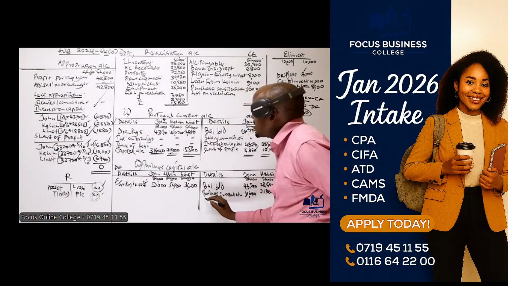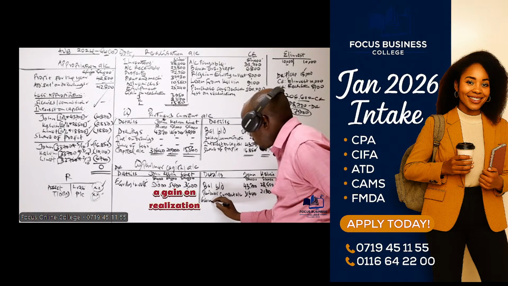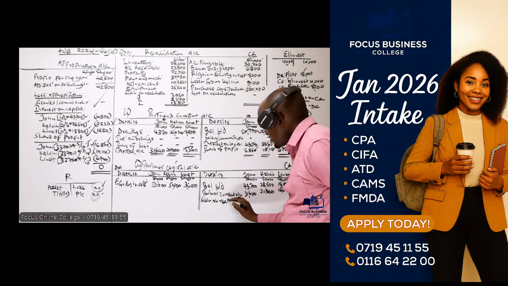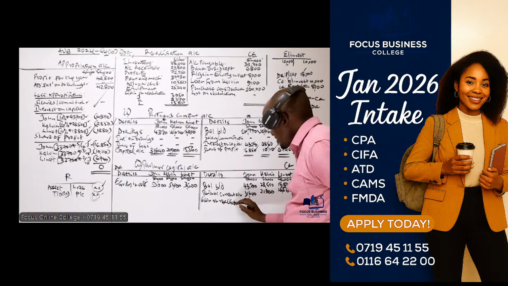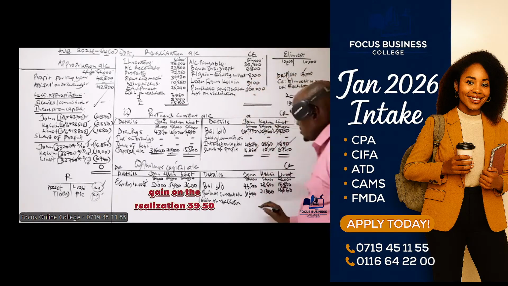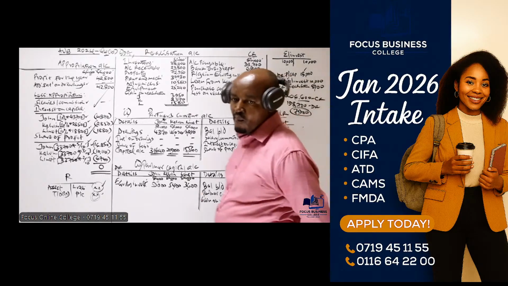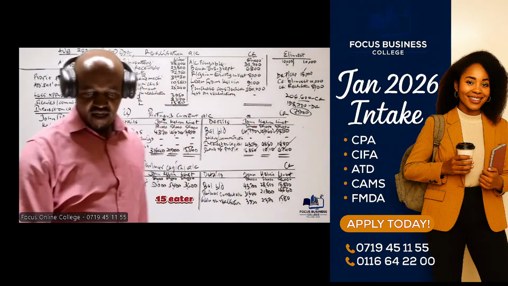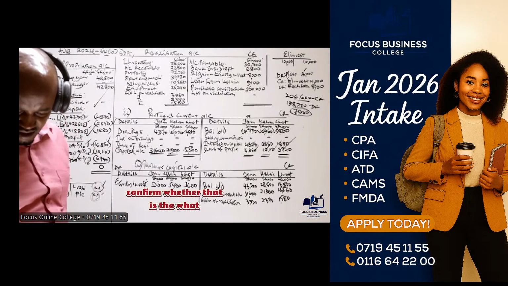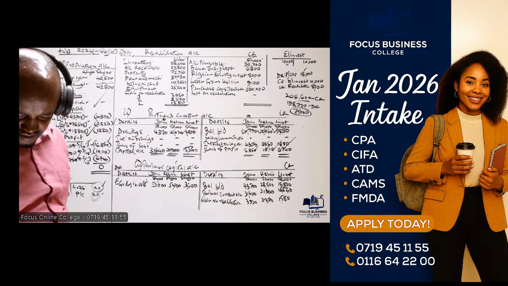Gain on realization: 3,950, 2,370, and 1,580. Confirm whether that is what you're getting.